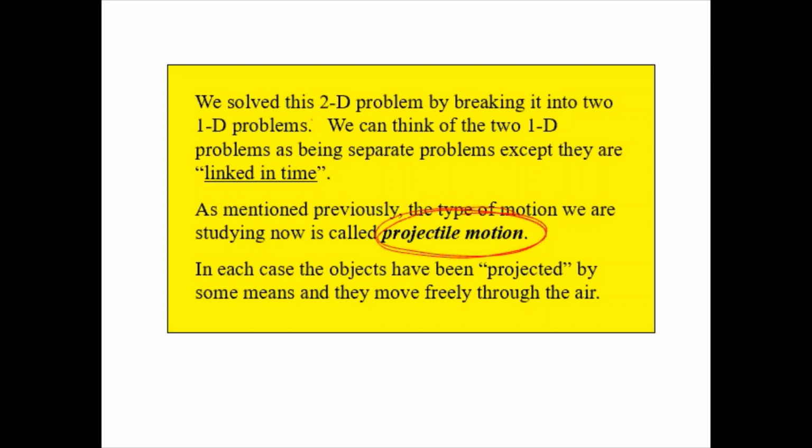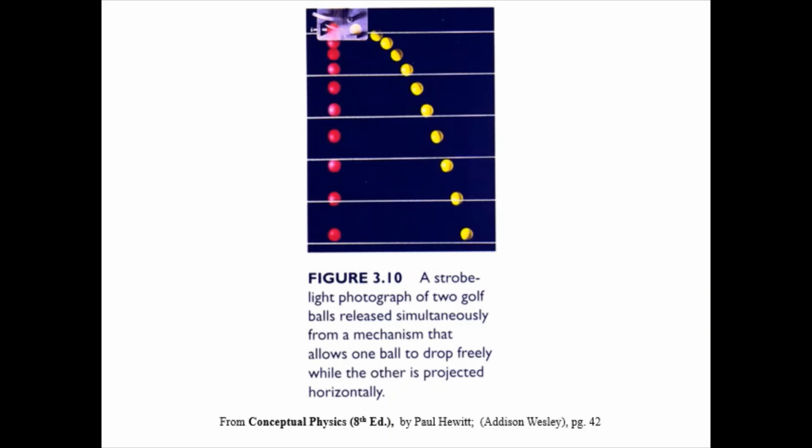In each of these cases, objects are basically being projected or launched or thrown into the air, and they're moving freely through the air. That's what we mean by projectile motion. One key thing that you hopefully started to pick up on in projectile motion is that what's happening in the horizontal direction has no effect on what's happening vertically.